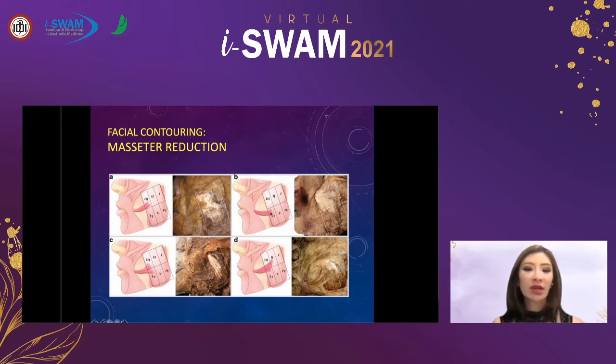So we are trying to avoid injecting the risorius muscle, because we do not want, after we inject the masseter muscle, the patient to be unable to smile. So this is the reason why we move 1 centimeter away from the anterior border, and then make the line from the lateral corner of the mouth to the posterior lobe of the earlobe.